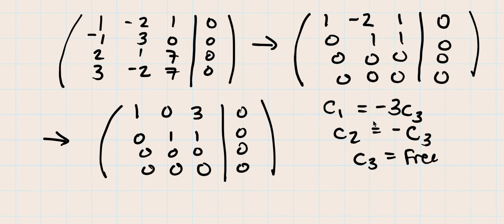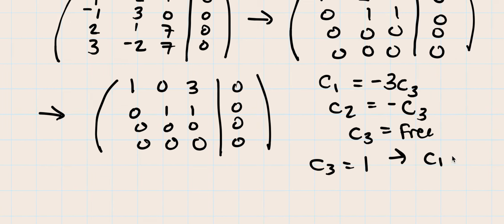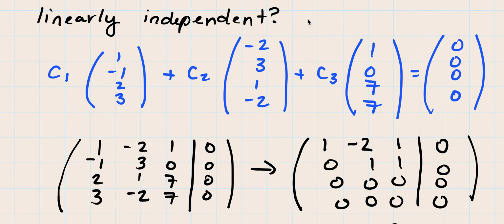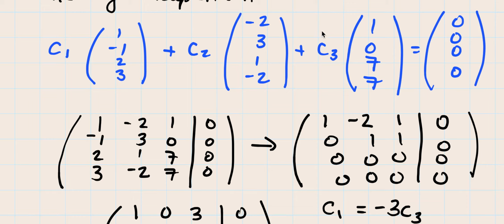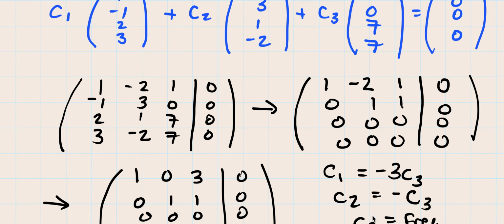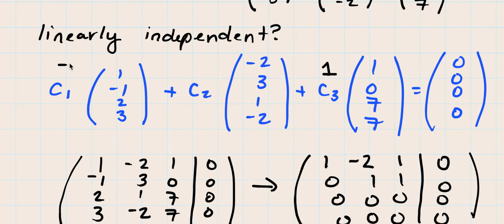So if we choose C3 to not equal 0, let's say C3 is 1, then C1 is -3 and C2 is -1, and that should be a solution. So let's see if we can plug this in. So we said C3 is 1, so I'm going to put a 1 here. C2 is -1 and C1 is -3. And let's just see what we get.